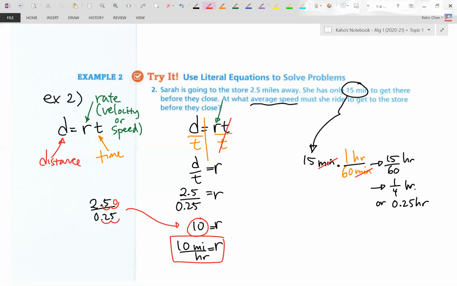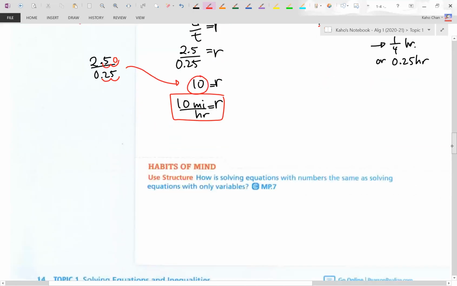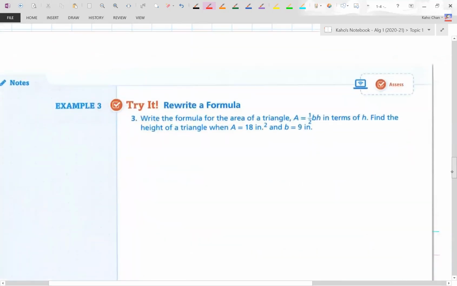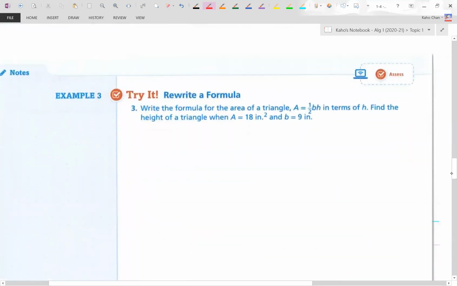Let's go to the next page, example 3. Any questions? All right, here we go. Page 15. Rewrite a formula. Write the formula for the area of a triangle, A equals 1/2 base times height, in terms of h. Let's pause for a second.